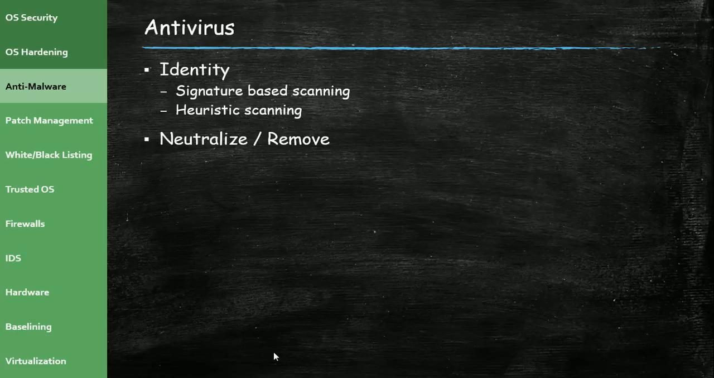Once it identifies a virus, its next job is to neutralize, and hopefully remove, that virus so it can't do any further harm. So first we identify, and then we neutralize and remove. So some features that most antiviruses have: they automatically update that signature database.